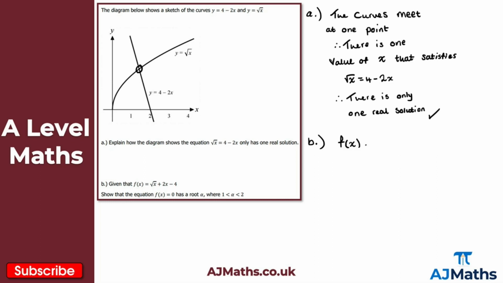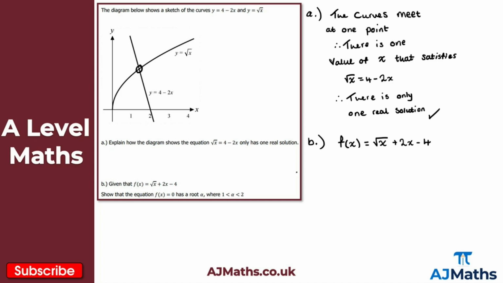So f of x equal to the square root of x plus 2x minus 4. Okay, so we have a root alpha here where alpha is between 1 and 2. So basically what it's considering here is the point of intersection. And again, from the diagram, this should hopefully seem quite obvious. So my root here, alpha, so in other words, the point of intersection here is between 1 and 2. And you can see that clearly here by considering this interval.